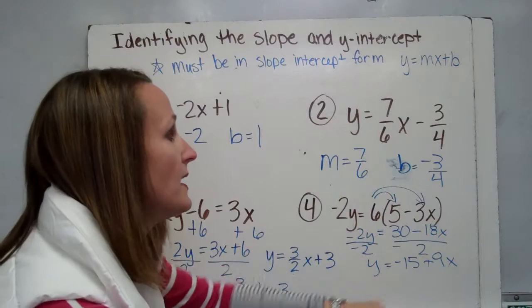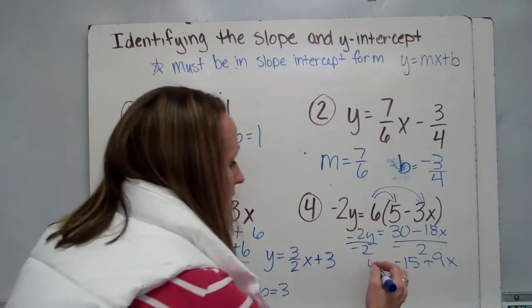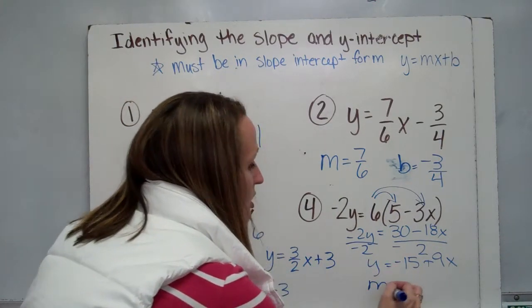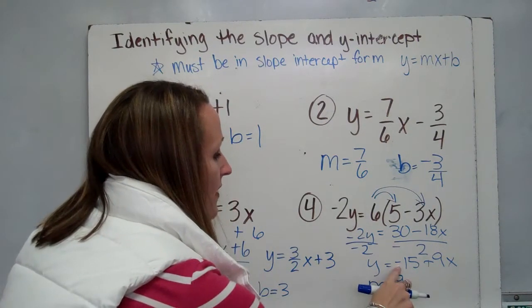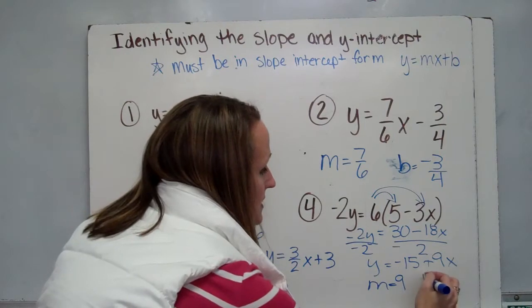And I can pull my m and my b off of this. They're just backwards. Remember, your m, or your slope, is always beside the x. So in this case, my m is 9. And then my b is this -15.